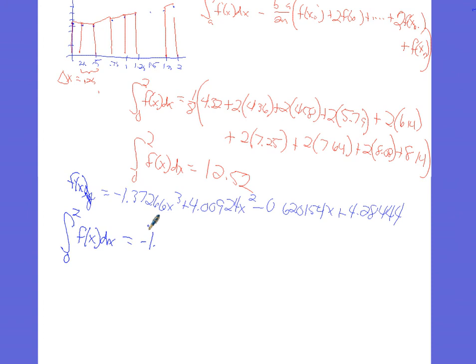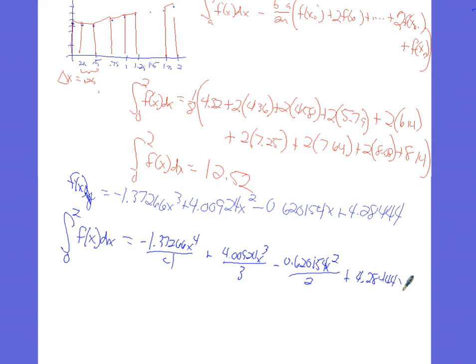When I split up, I think my dots disappear sometimes. So 1.37266 x to the 4th over 4. Good enough. Plus 4.00924 x to the 3rd over 3 minus 0.620154 x squared over 2 plus 4.28444 x over 1, technically, right? Now all of that is being evaluated from 0 to 2.